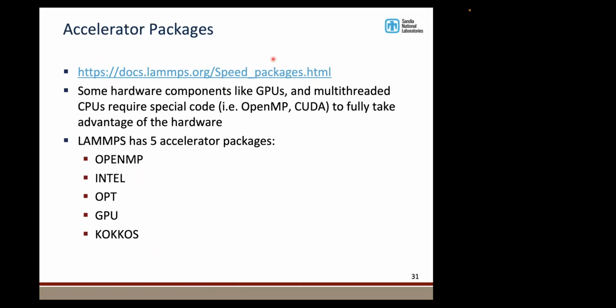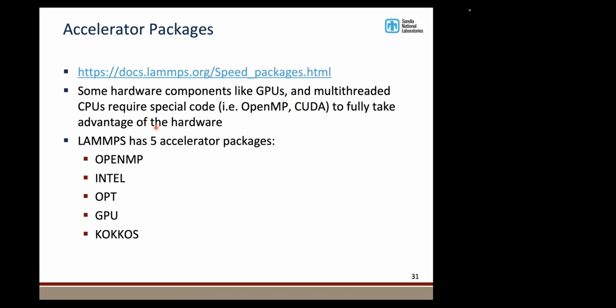Okay, so there are a few special optional packages called Accelerator Packages. So how do you run on GPUs with LAMMPS, or how do you run multi-threaded with LAMMPS? Well, you really need special code. To run on NVIDIA GPUs, you need CUDA. To do multi-threading, you need OpenMP. And so the way that you enable these special packages in LAMMPS is using an accelerator package.